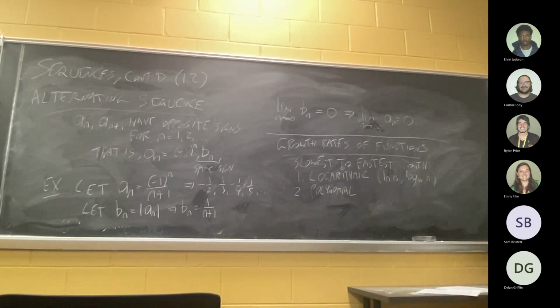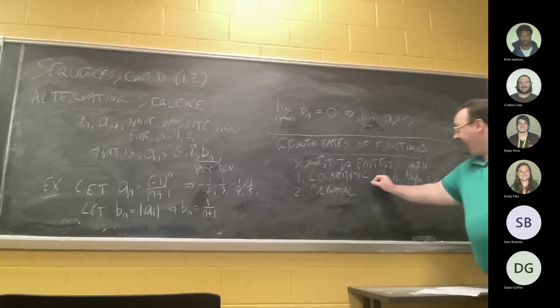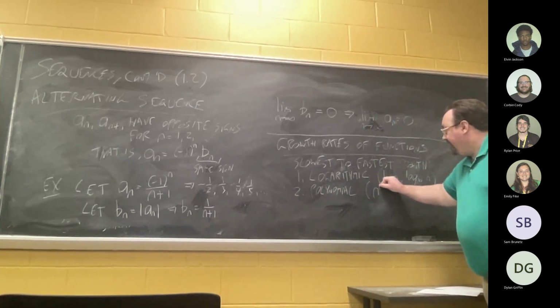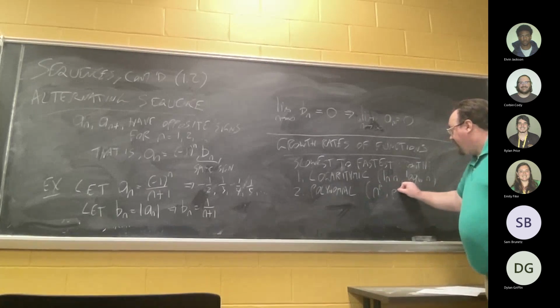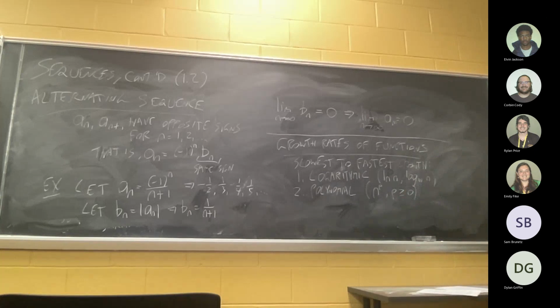Next category is polynomial functions, basically n to the p, where p is a non-negative integer. So n squared, n cubed, n to the fifth, n to the 1,000th, all fit into this polynomial category.